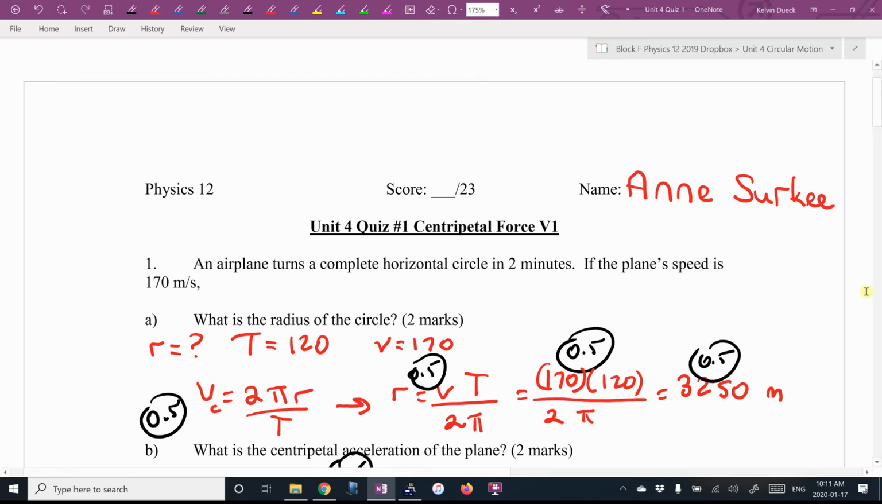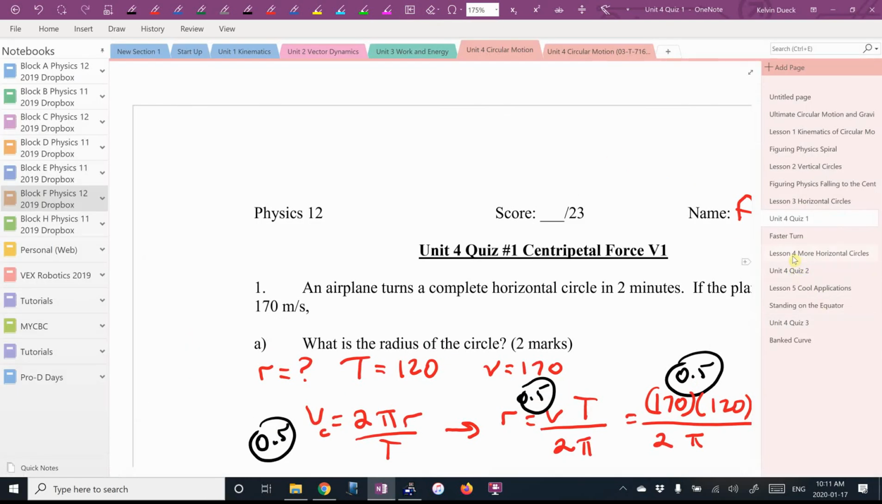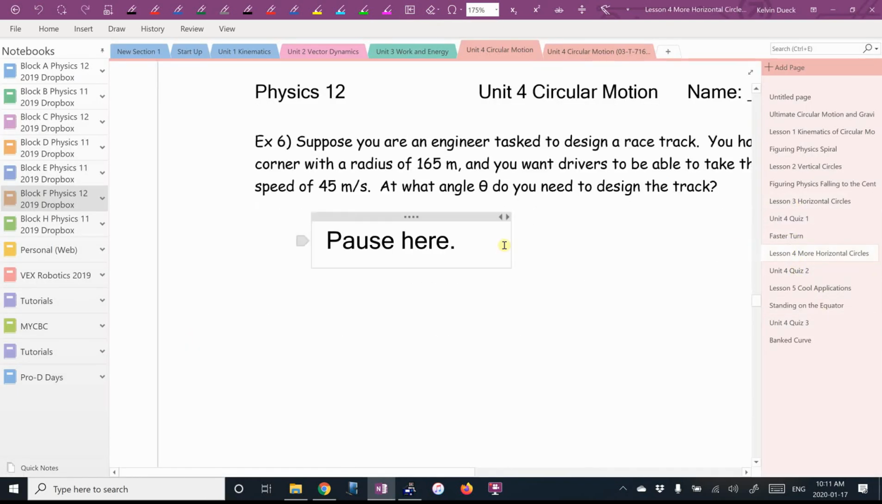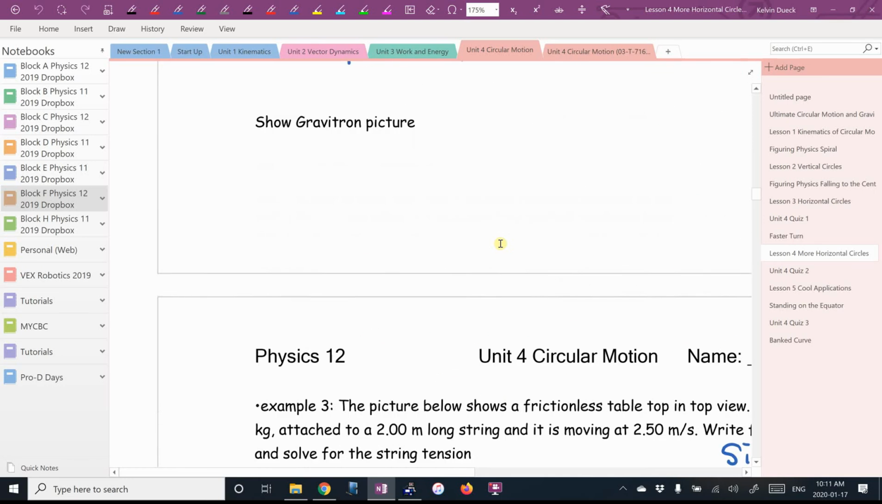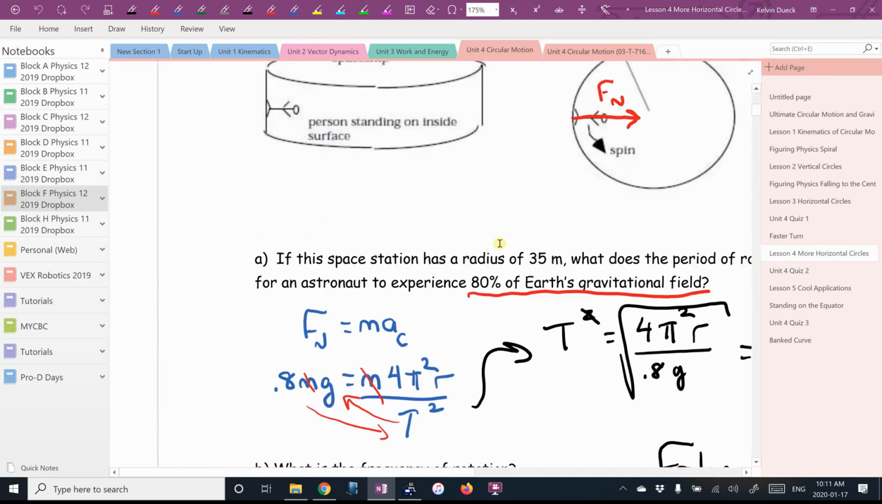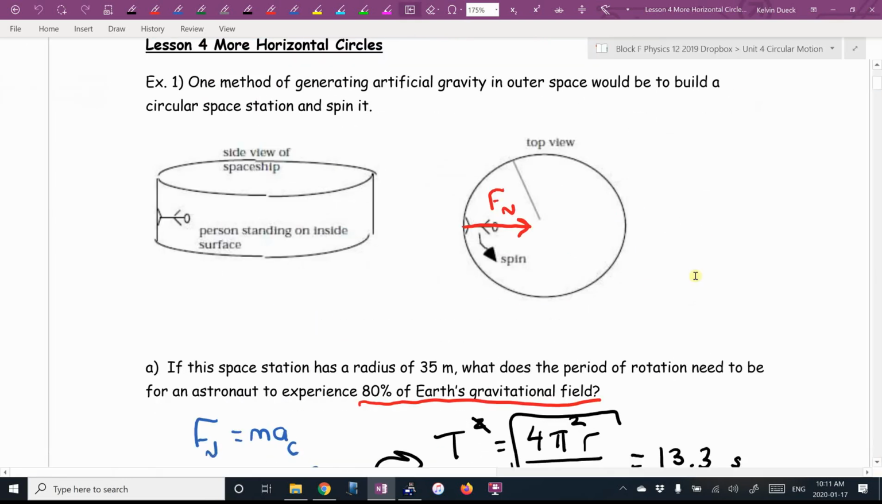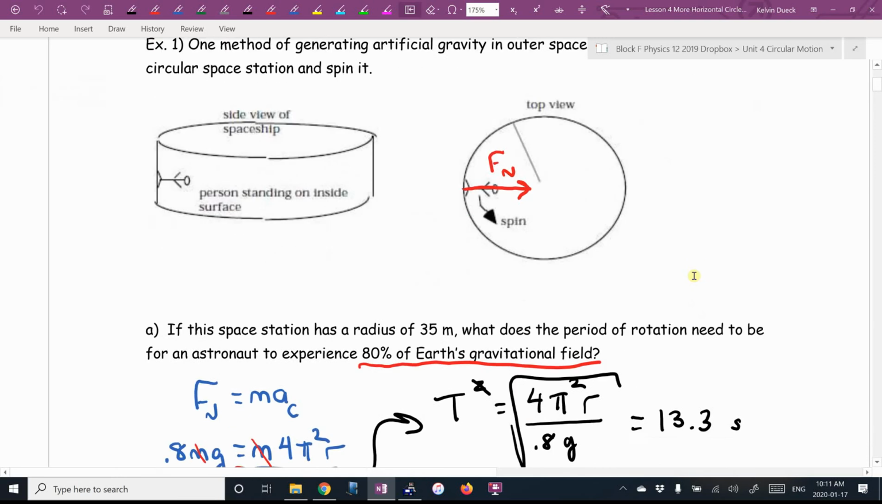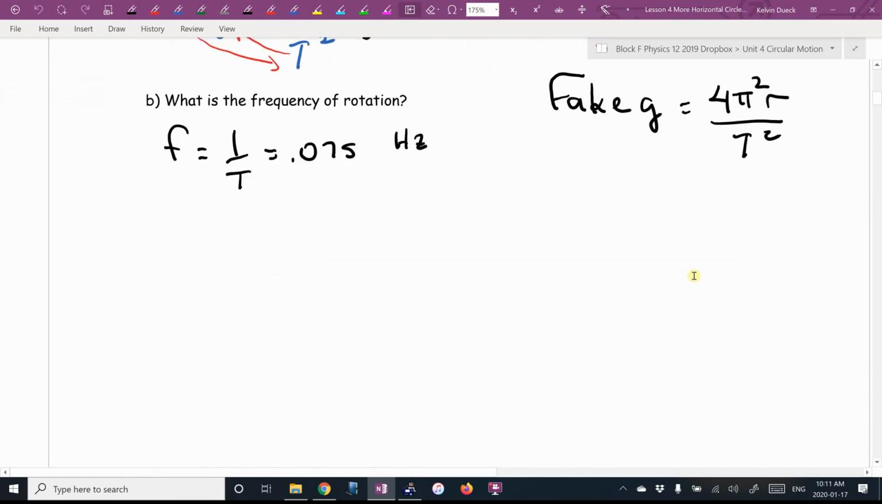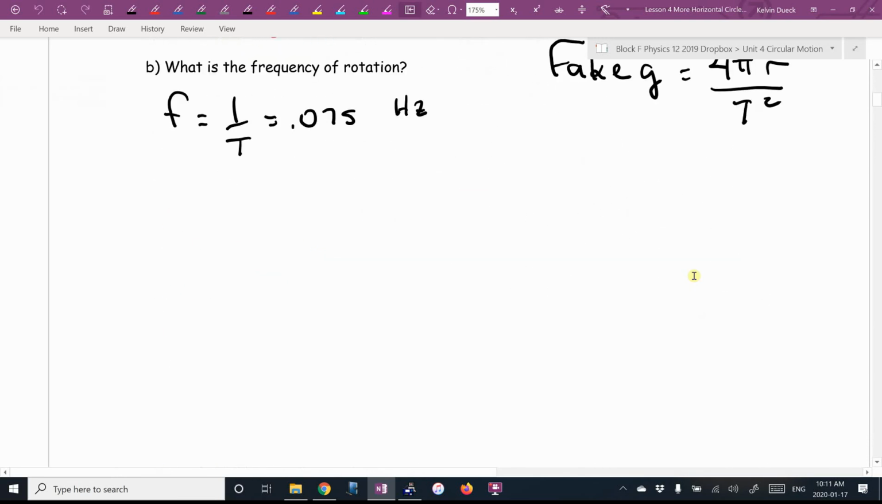Last day we looked at more horizontal circles. We looked at artificial gravity, and I told you I like that question. So we looked at how you could spin a space station to create artificial gravity. Very cool. We noticed that as the radius decreased, the fake gravity got less and less, and we concluded there would be a band in the middle right along the axle where gravity would be 0. You would feel weightless.